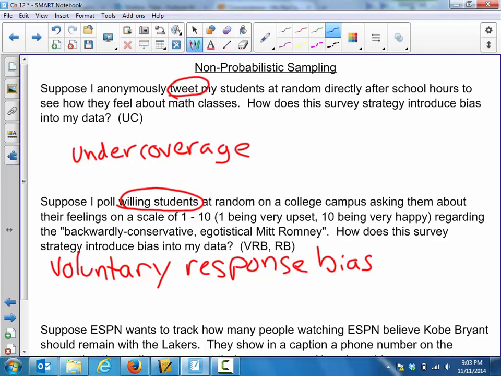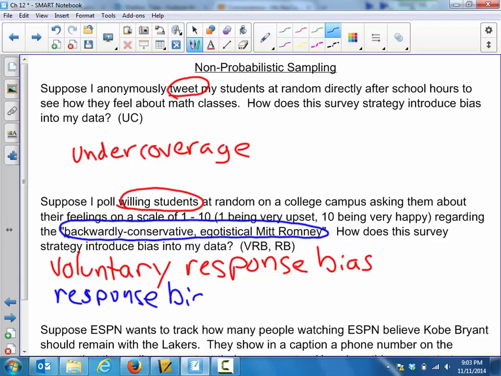Okay, that's a problem. Second thing that's occurring here, and this one's I think a lot more clear, is the wording of the question. Backwardly conservative, egotistical Mitt Romney. Okay, that's response bias.